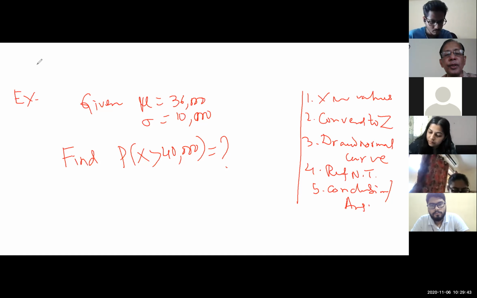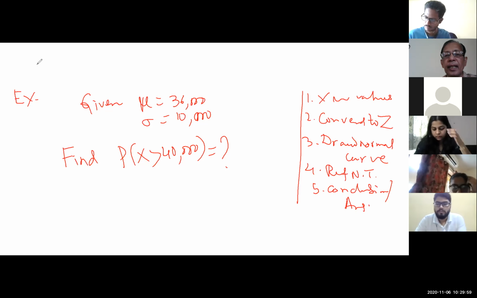Now, though this is the first question of normal distribution, I'll be happy if you can draw a normal curve and show the area as per the question, which area we want to find. Are you getting my question, anybody? If 10% of you can draw it correctly, I'll be really happy. Give a try, show it to me.